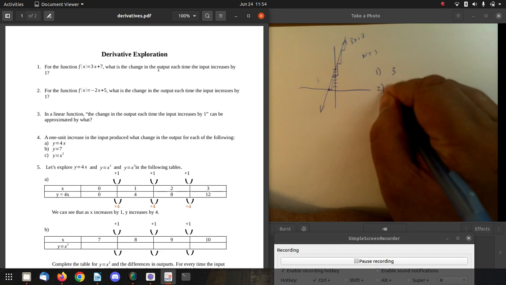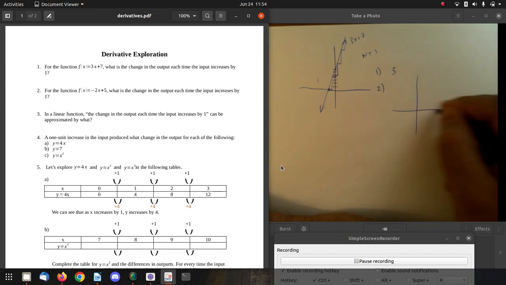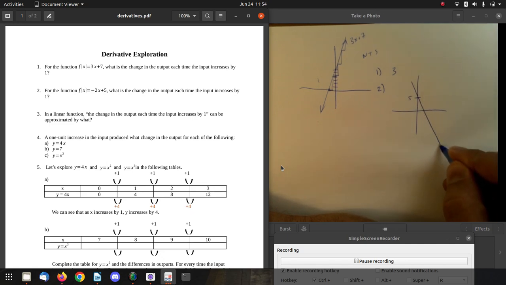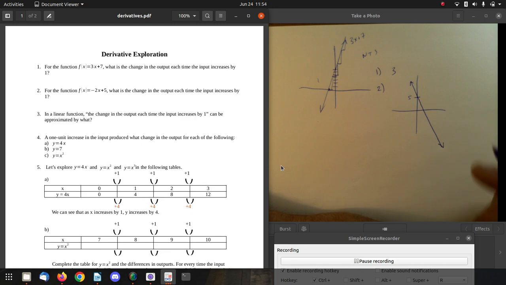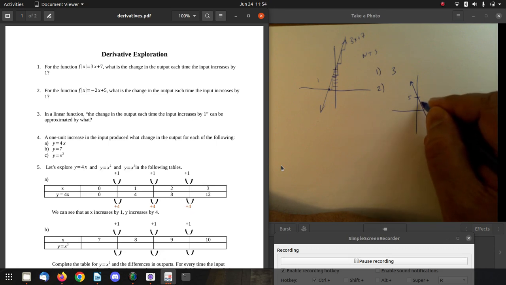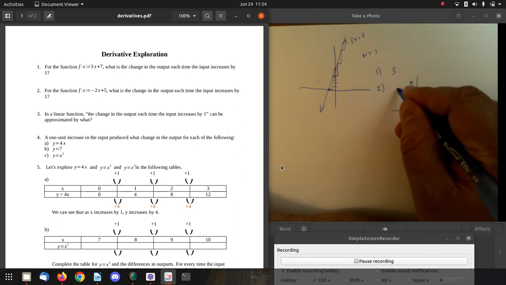For the function negative 2x plus 5, what is the change in output each time the input increases by 1? It's going to be the same thing. We'll put 5 here, and negative 2x will be a little bit steeper than a 1x, and of course decreasing. Each time we go 1 unit to the right, we've dropped 2 units. Written properly: 1 unit to the right, 2 units down, 1 unit to the right, 2 units down, and so on. So for number 2, it would simply be 2.